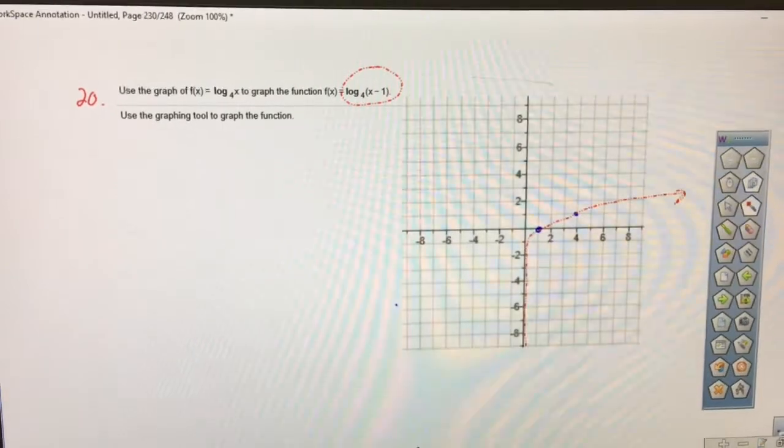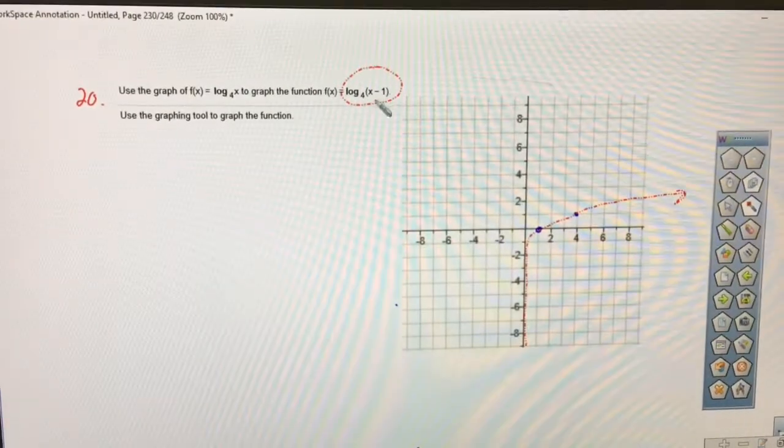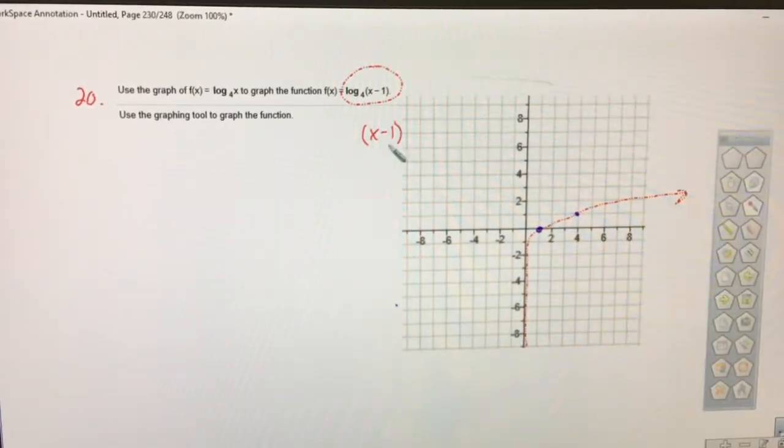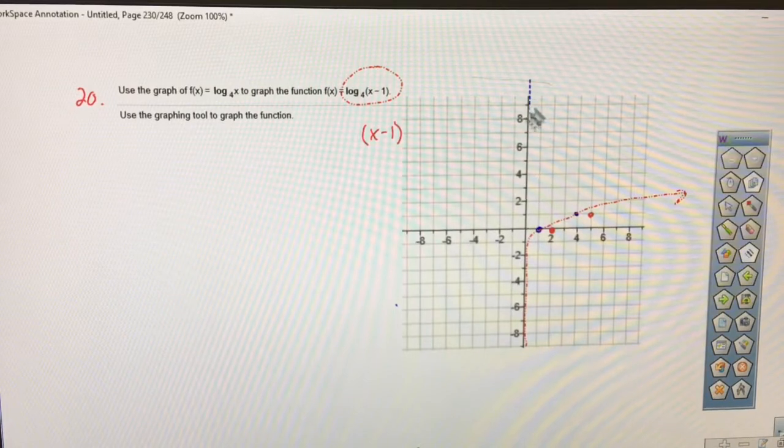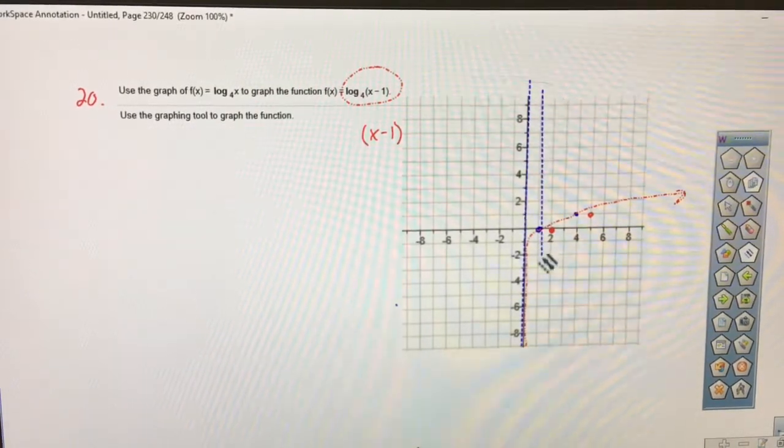I want to graph the phase shift of that. And because it is nested inside of a parentheses next to the x, it's actually going to go right one. So each of these coordinates is going to go right one coordinate. This vertical asymptote is also going to go right one coordinate. So the vertical asymptote was originally the y-axis. I have to move that over 1 unit.